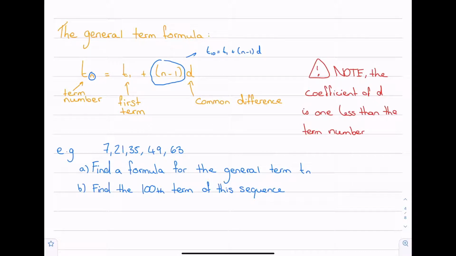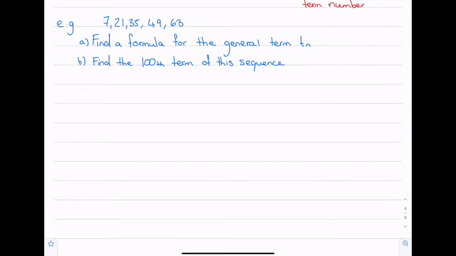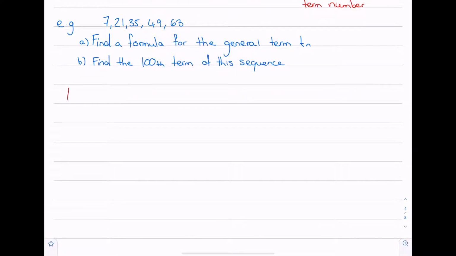Okay, so if we look at this example here, we have a question. If you want to quickly pause it and have a try yourself, then I'll go through it. So let's go through it now. We've got a sequence. It says find a formula for the general term Tn. If you remember, there are a few things we need. Let's write out the general form of the general term formula: Tn equals T1 plus n minus 1 d.